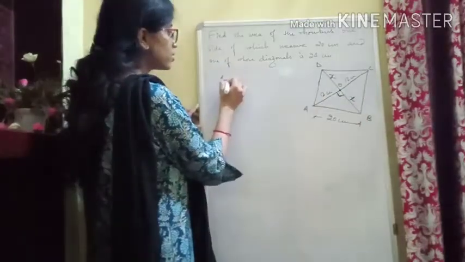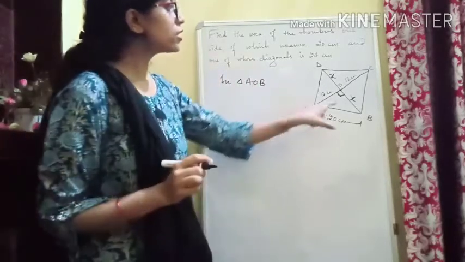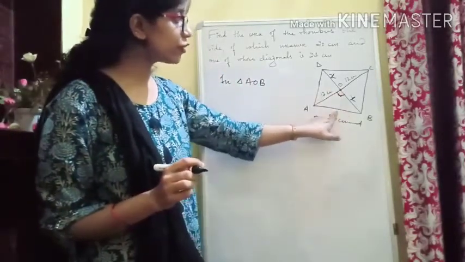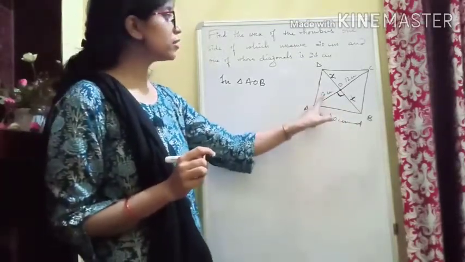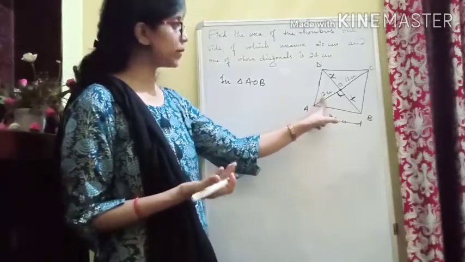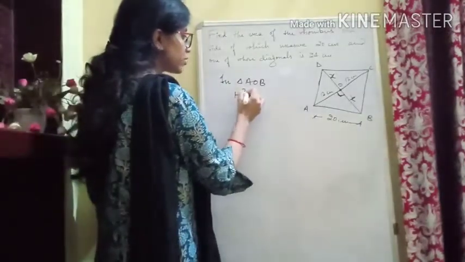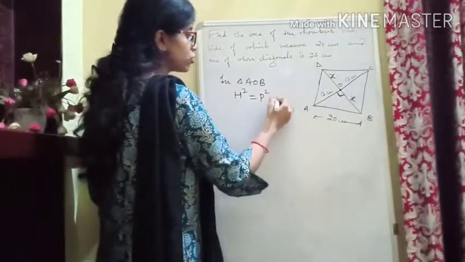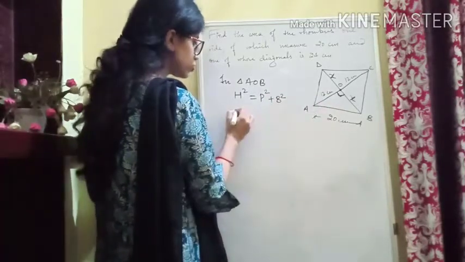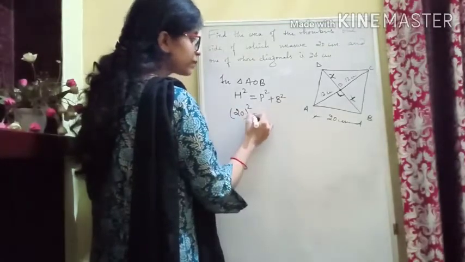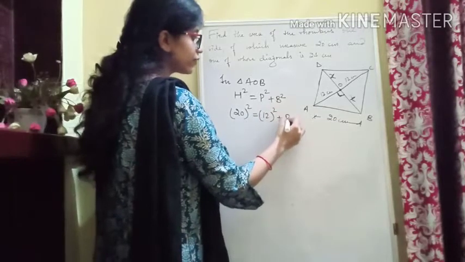So we are taking triangle AOB. Since this is 90 degrees, the side in front of it will be the hypotenuse. That means this 20 will be your hypotenuse. This 12 you can take as perpendicular or base, your choice, and X the other one. If we apply Pythagoras, hypotenuse square equals perpendicular square plus base square. So 20 square equals 12 square plus base square.